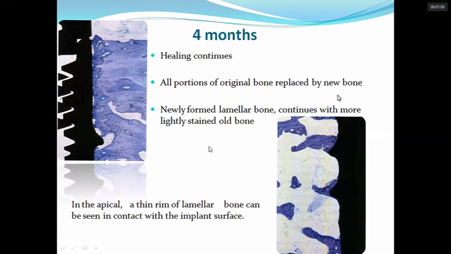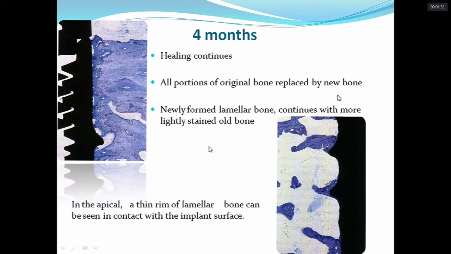So in short, after placing the implant, you drill the bone. While drilling the bone, you will be severing small blood vessels. You are actually giving trauma to the bone. And after placing the implant, there will be a blood clot around the implant surface. There will be formation of granulation tissue, and there will be release of growth factors.